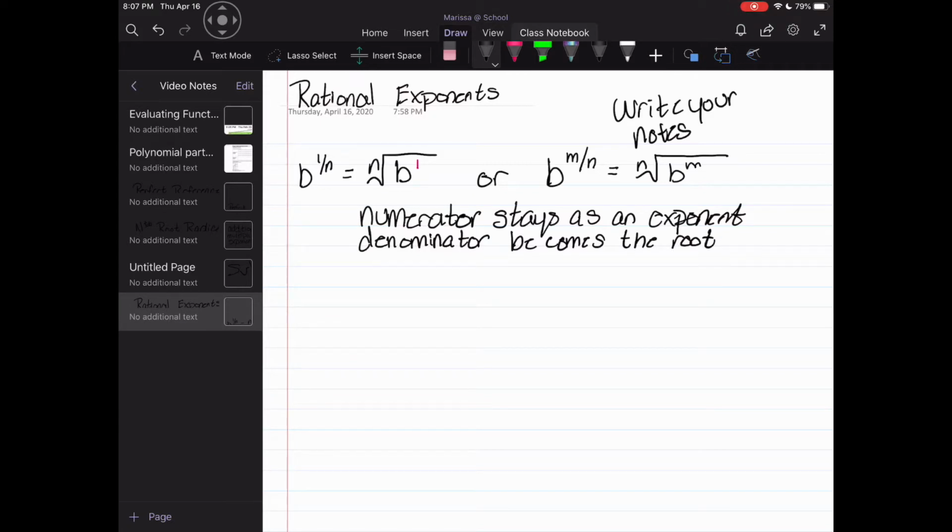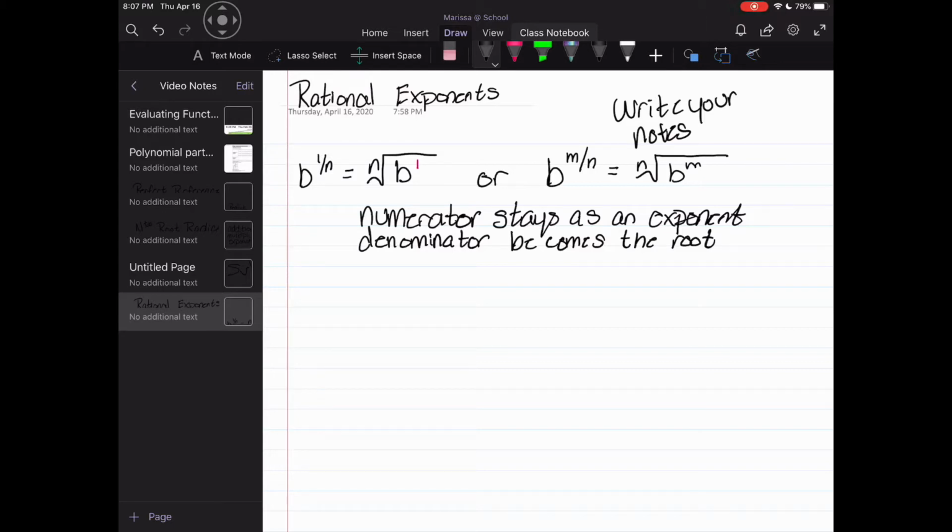A lot of you were asking me, when we used to have exponents that were like this, we would change them into fractions, have to do a whole lot of stuff. This is just a simpler way to do it. So if you have a fractional exponent, this is how you solve it.